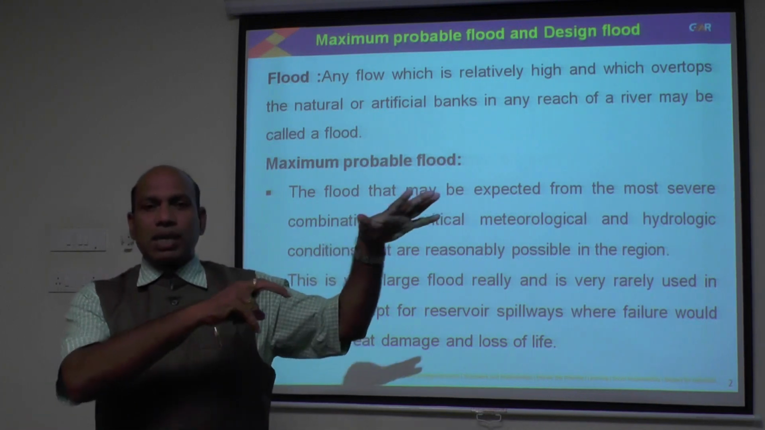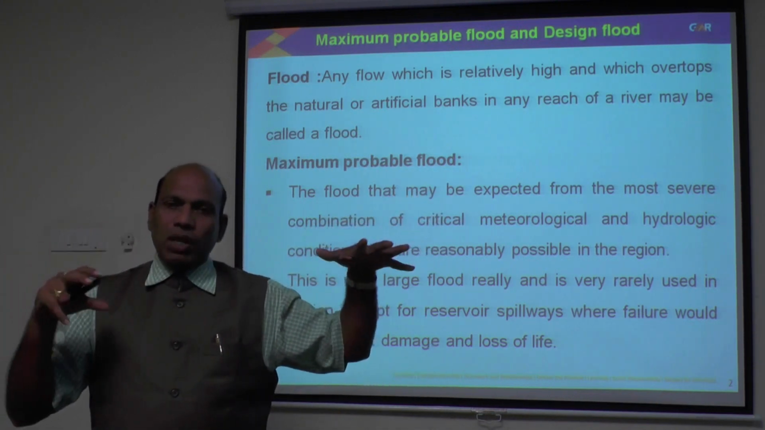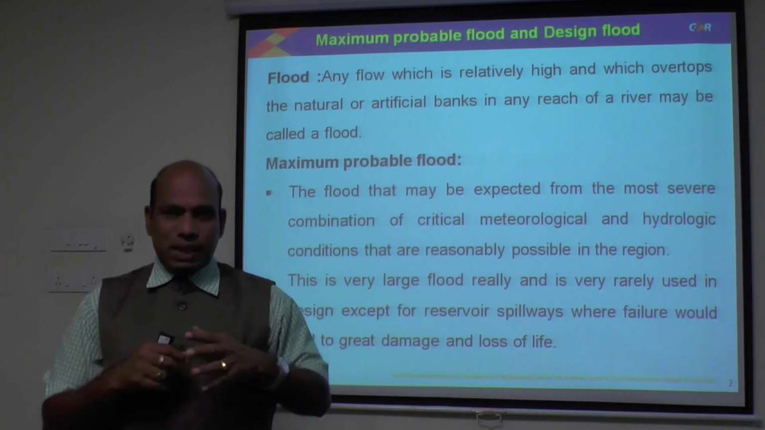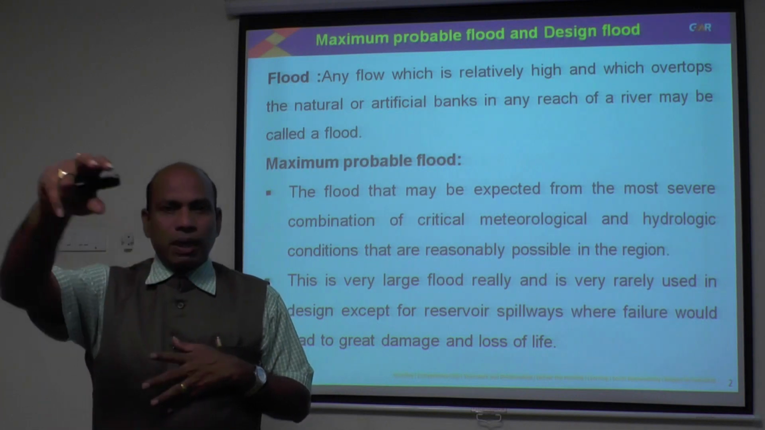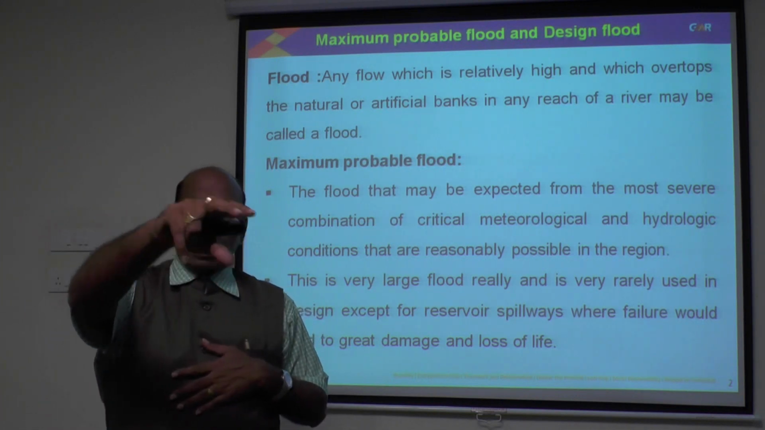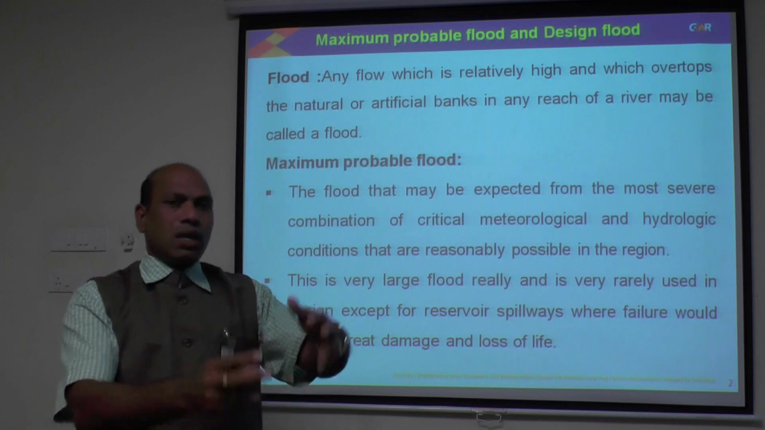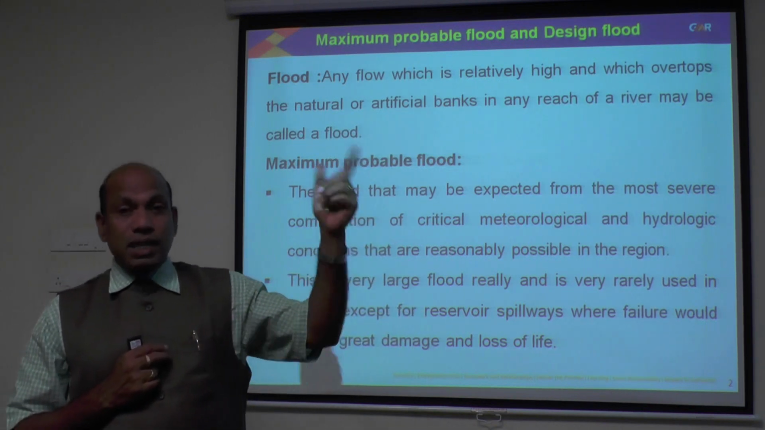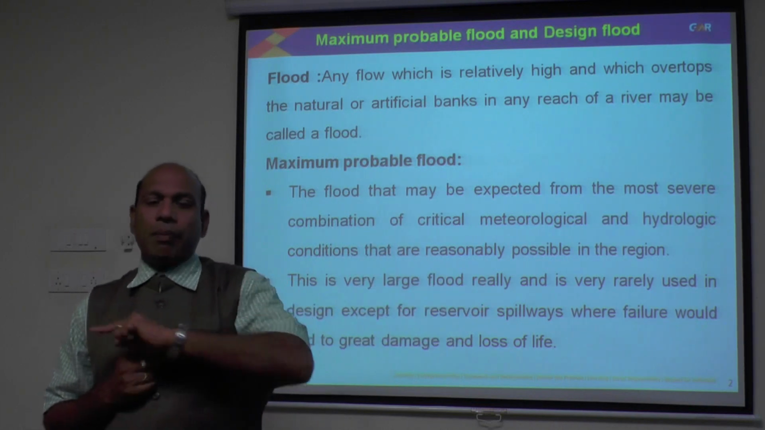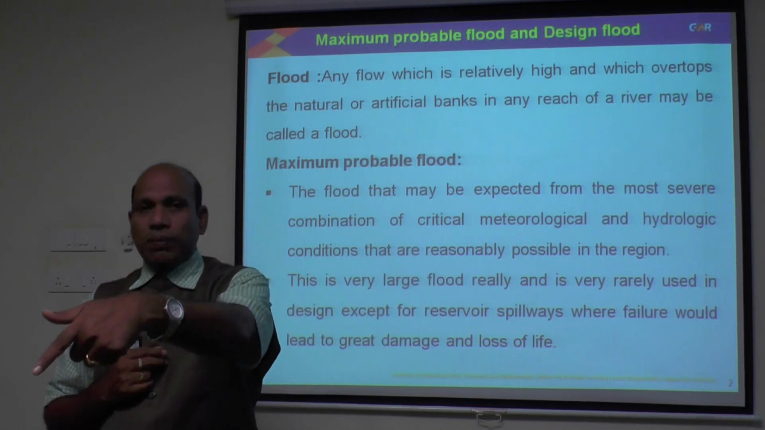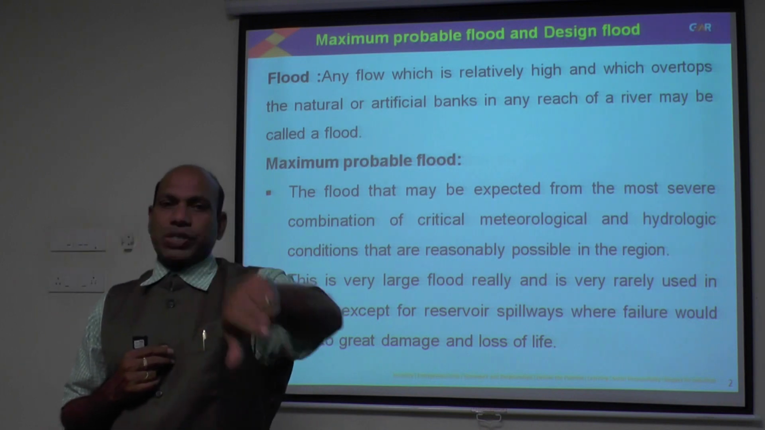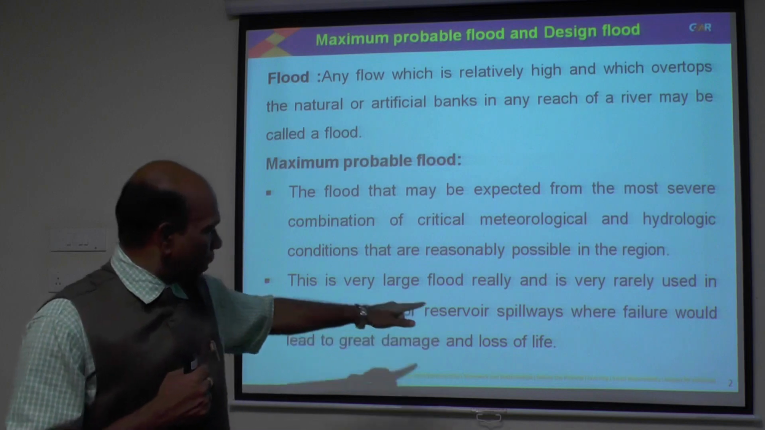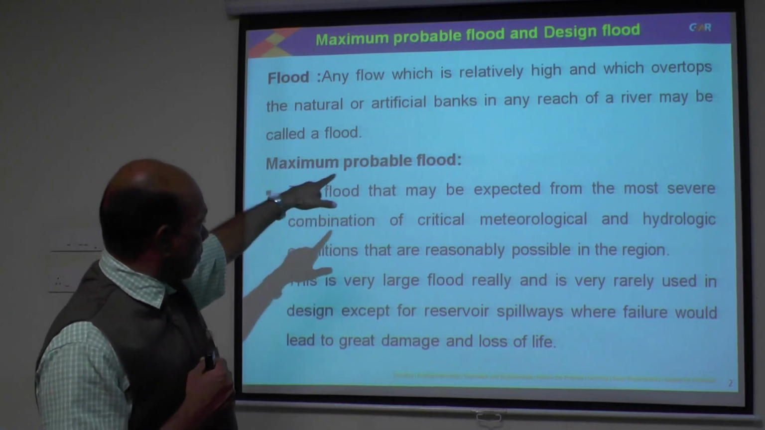Because if we have a reservoir storing some quantity of water, and below it there is a major city with high quality buildings and human life on the downstream side of the reservoir, then the spillway should be constructed in such a way that there is no problem to the dam. Only then are the people as well as the existing structures on the downstream side of that reservoir safe. In such cases we construct using the maximum probable flood quantity.